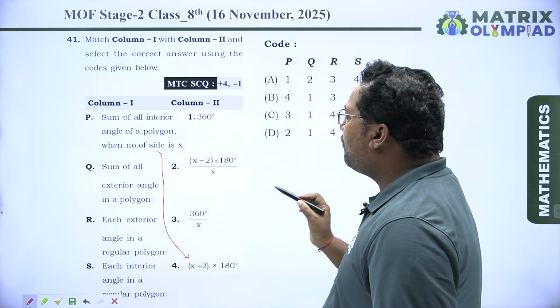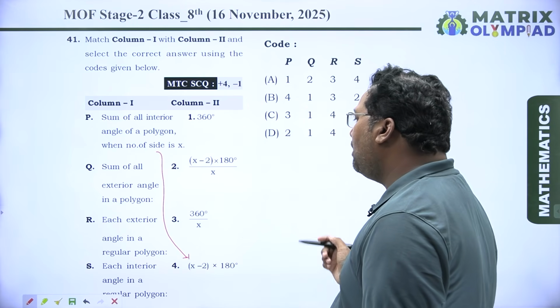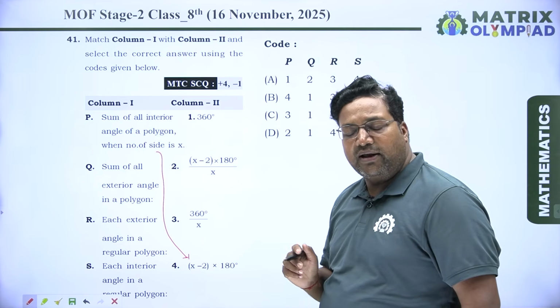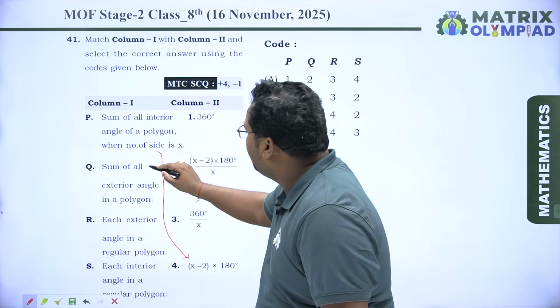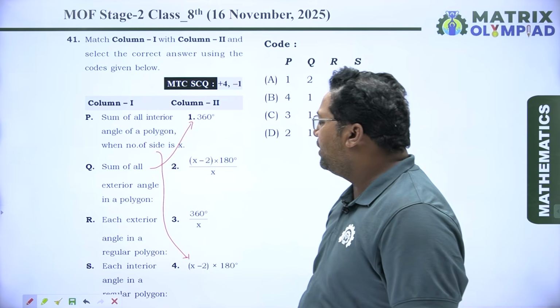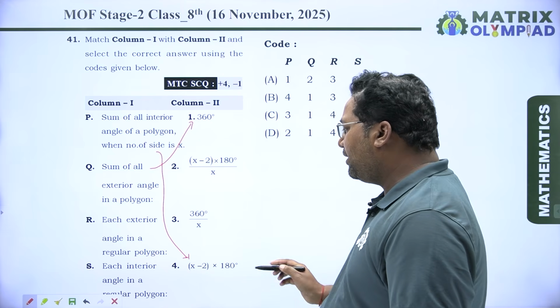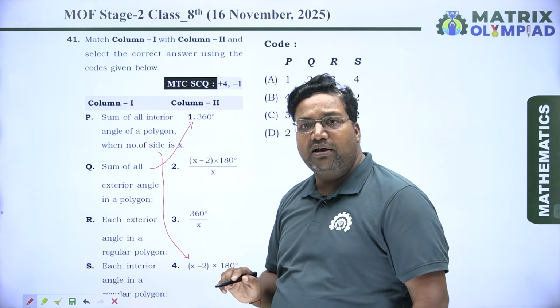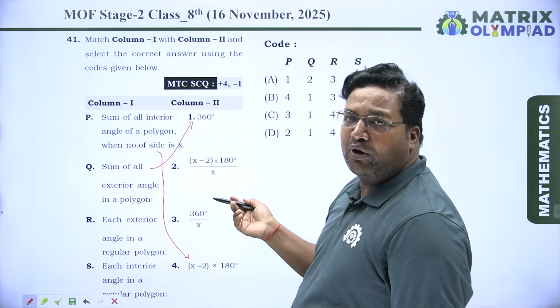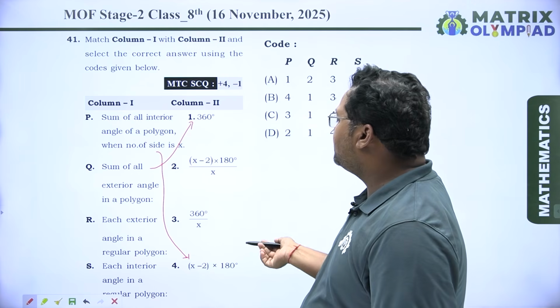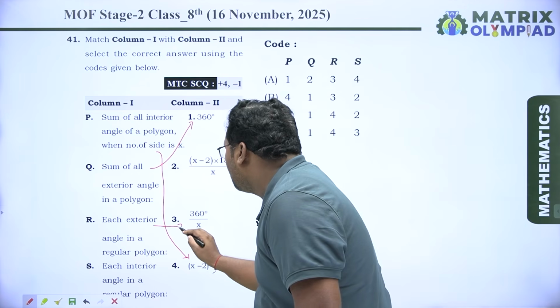Next is the sum of all exterior angles in a polygon. The sum of all exterior angles in a polygon is 360 degrees. It means for Q, first one is true. Next is each exterior angle in a regular polygon. Each exterior angle in a regular polygon is 360 upon the number of sides. So here the number of sides is x. So for R, third one is true.